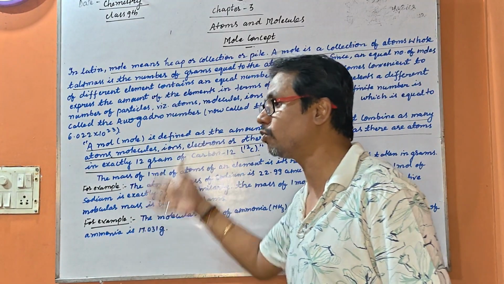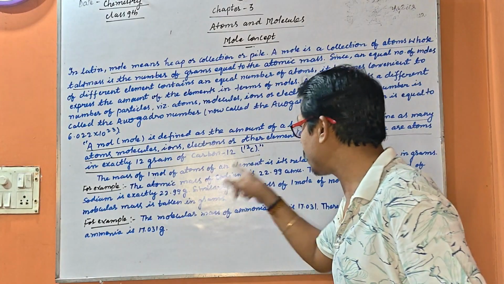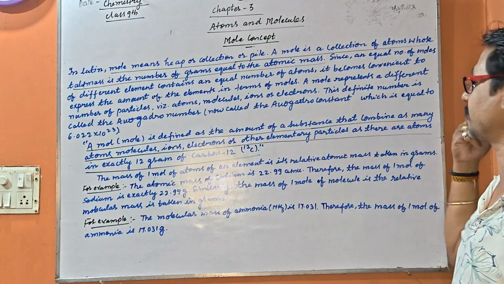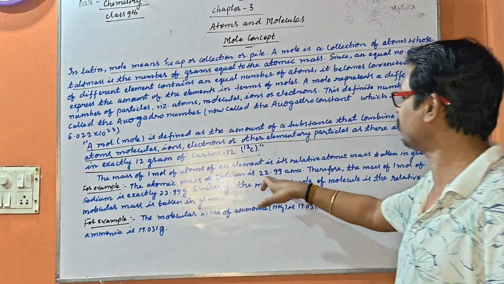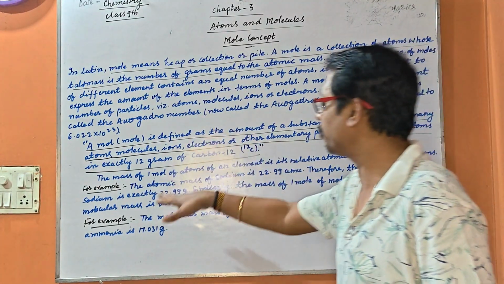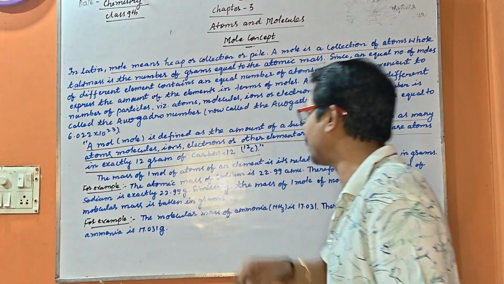Suppose I am taking two examples here. The atomic mass of sodium is 22.99 u. We take it as 23 in a simple way, but the exact data is 22.99 u. Therefore, the mass of 1 mole of sodium is exactly 22.99 gram.